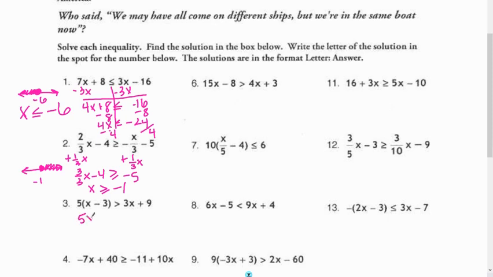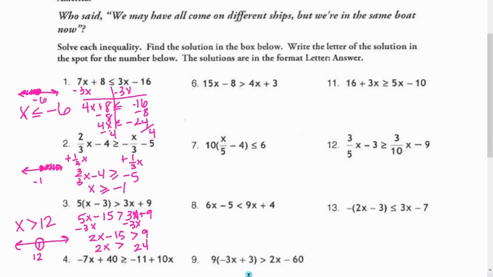First thing I'm going to do here is distribute 5x minus 15. That's supposed to be an x. I'm going to subtract 3x from both sides. Add 15 to both sides. Divide by 2, and I get x greater than 12. So I would have an open circle because this was greater than, and color all the way to the right.